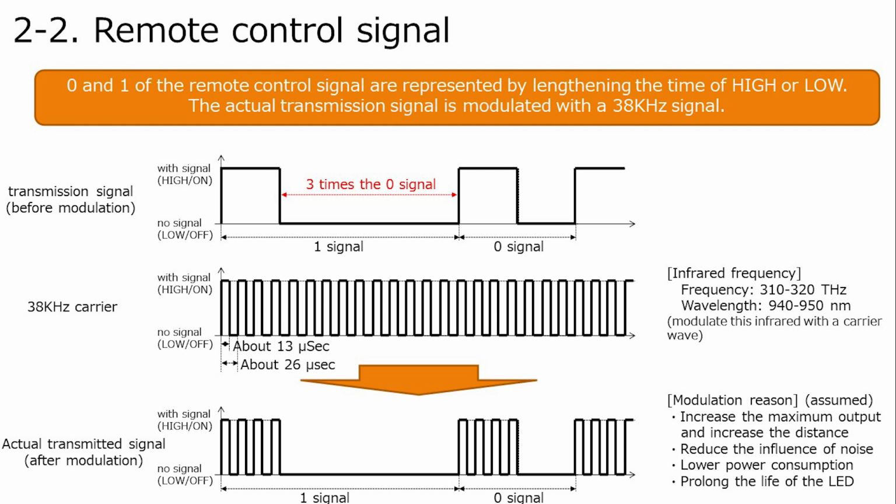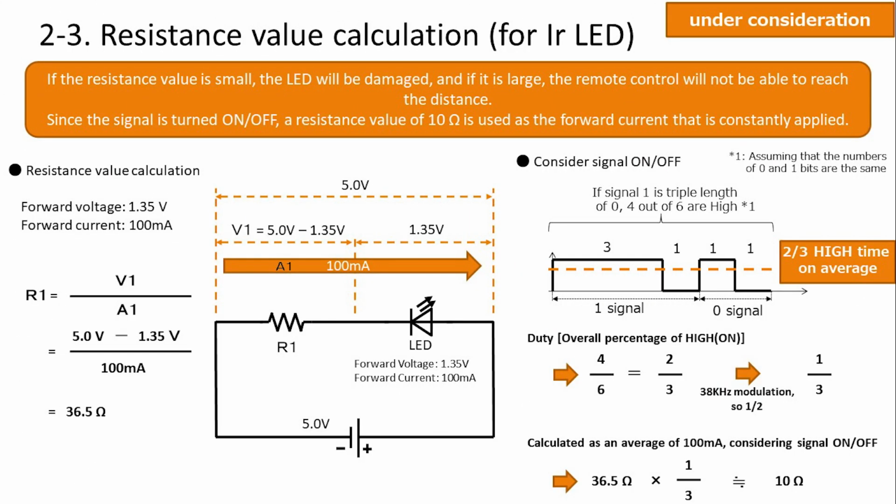Infrared radiation itself as an electromagnetic wave has a wavelength of 940 to 950 nanometers, but the signal is transmitted by repeating on and off in units of 13 ms. As an estimate, I think the effect is to increase the instantaneous output to extend the distance of the remote control signal, and to extend the life of the LED by making it difficult to break. Based on these, I would like to proceed to the calculation of the resistance value. As I understood in the LED version of the second video, the calculation for a normal LED is 36.5 ohms.